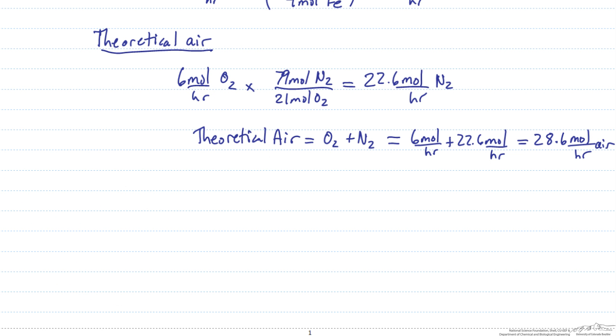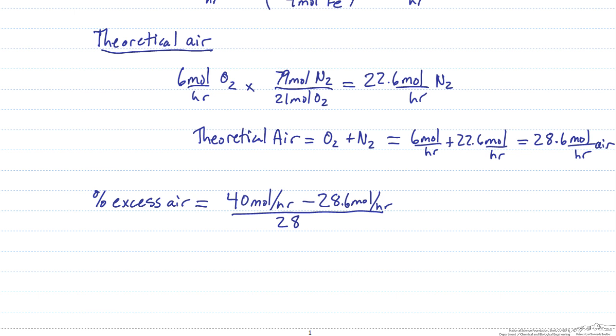Finally, let's calculate our percent excess air. We have 40 moles per hour of air coming in minus our theoretical 28.6 moles per hour, divided by 28.6 moles per hour of theoretical air, and times 100%. And this leaves us with a percent excess air of 40%.